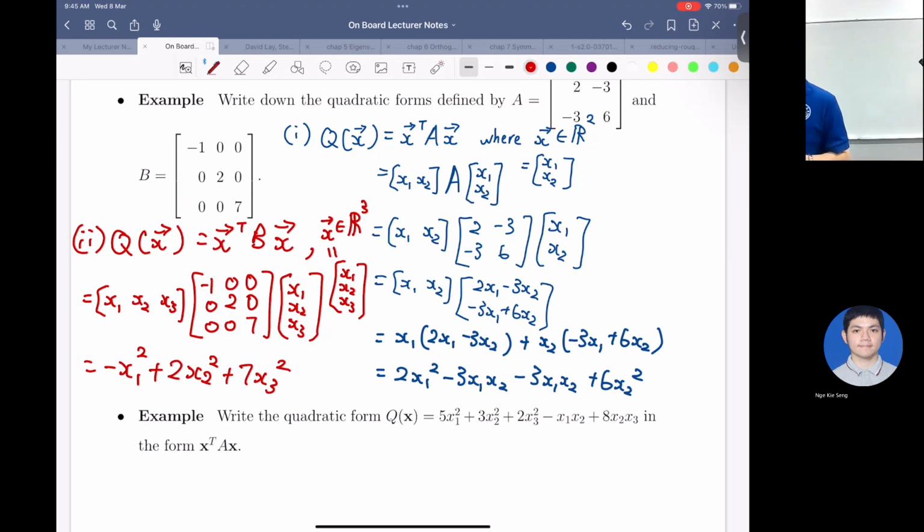This one I haven't finished computing, right? This one should be 2x1 squared. Let me make it smaller.